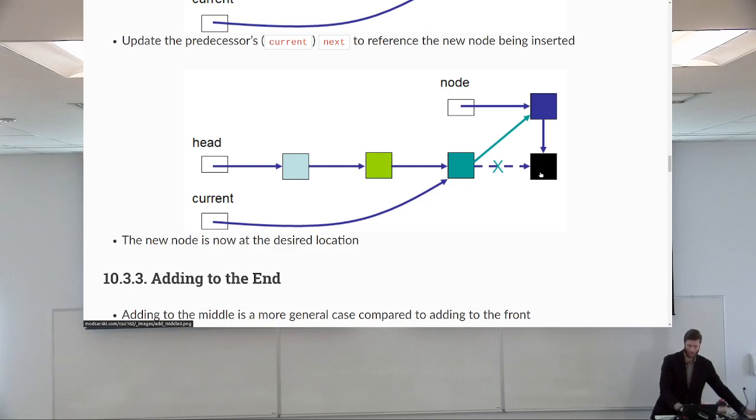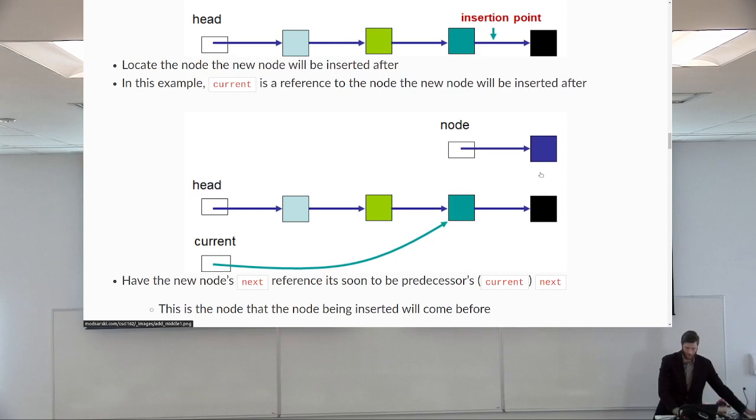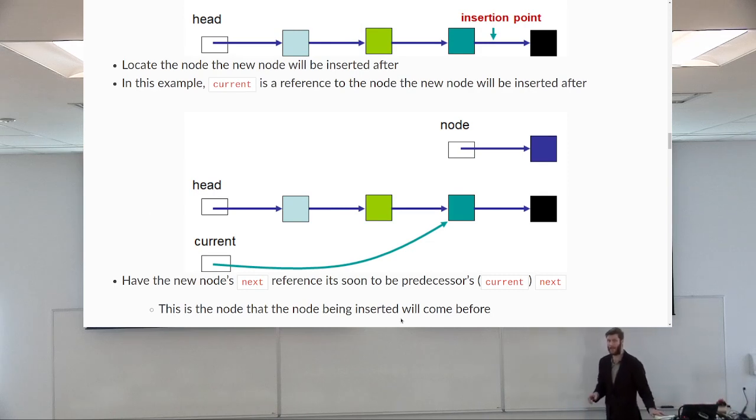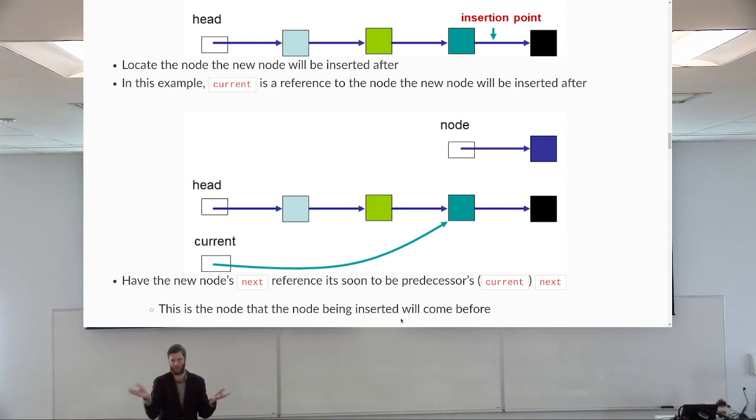Good. And it turns out, adding to the end is actually exactly the same as adding to the middle. And here's why. Imagine for a moment current wasn't pointing here, it was pointing to the black one. In a situation like this, the end of the list, the end of the link structure, its next will reference null. It references none, because it's the end.